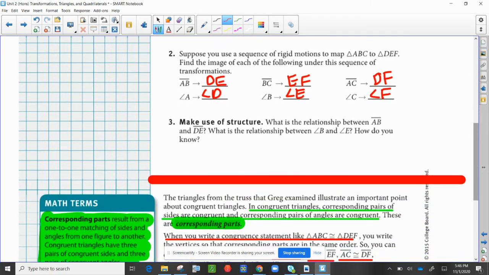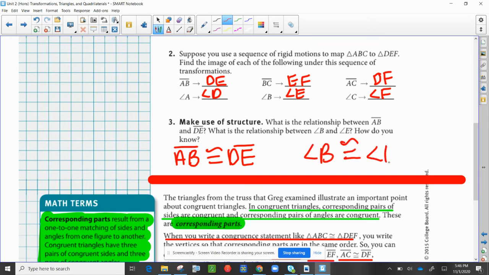Okay. So what is this relationship then? If they are mapping onto each other and it's a rigid motion, then I would know that those are going to be congruent to each other. So AB, for example, is congruent to DE. Same thing with the angles. If I have angle B, I know that's going to be congruent then to angle E. Okay, because again, it was a rigid motion transformation.